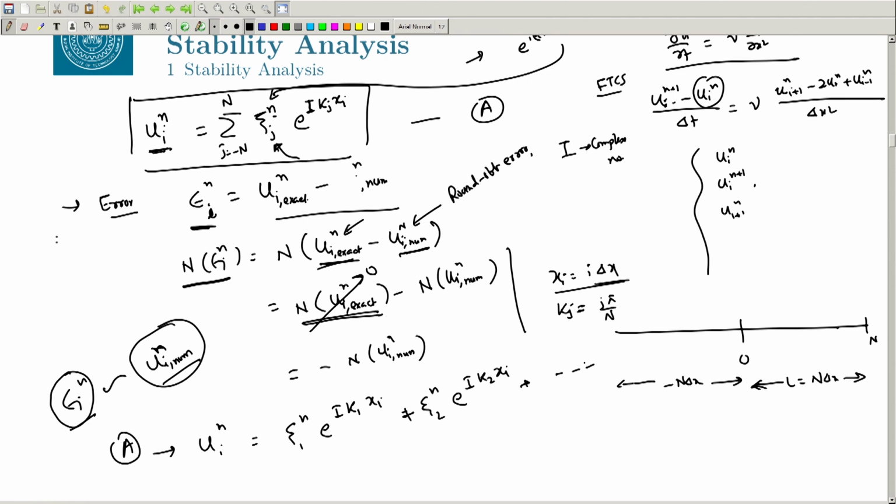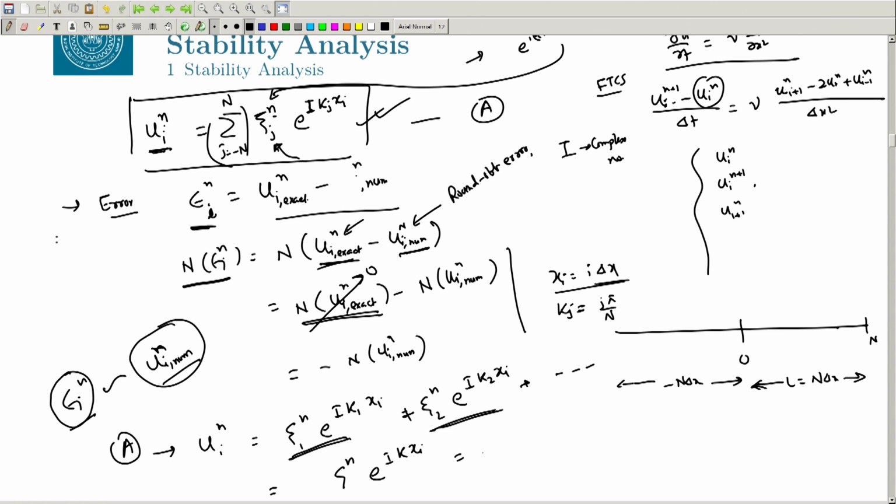Now, because it is a combination of so many different waves, even if you analyze one given wave, that will be equivalent to analyzing all these different waves. Why? Because the stability criterion says that none of the waves should grow indefinitely in time. So instead of using this summation, you can just take g^n e^(i k x_i). We are picking a random wave and analyzing that, which is equivalent to analyzing all of them, because if this wave grows in time, the solution is unstable, the scheme is unstable.